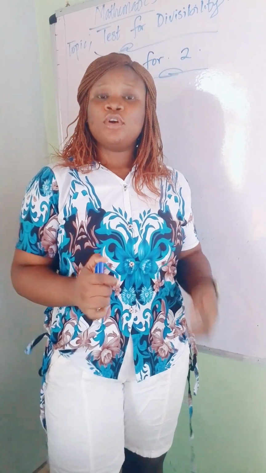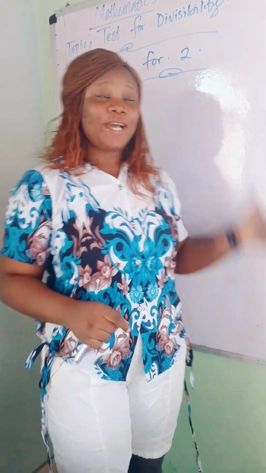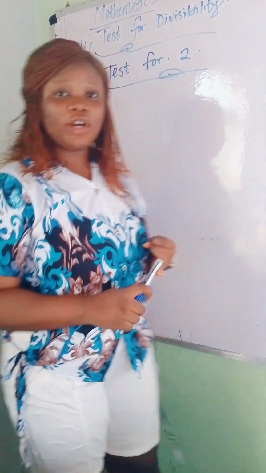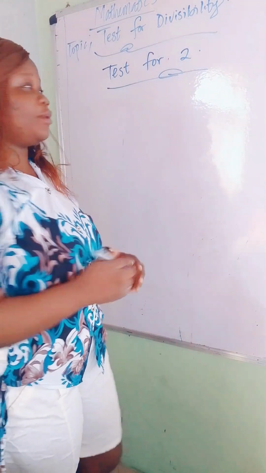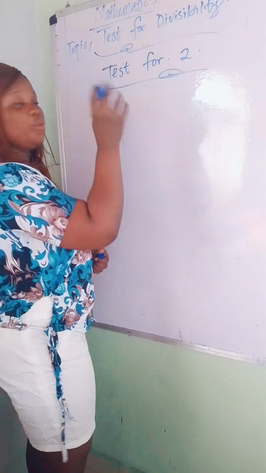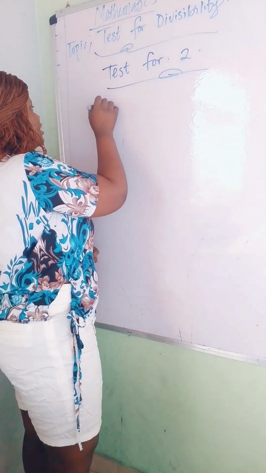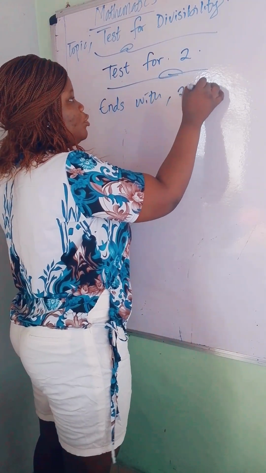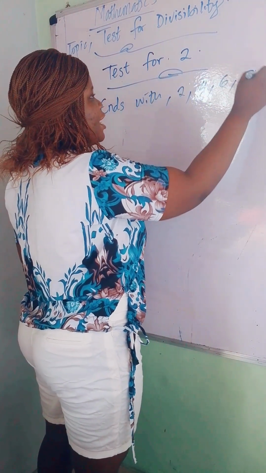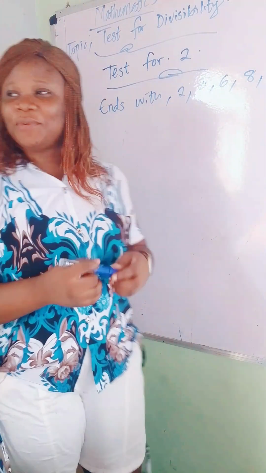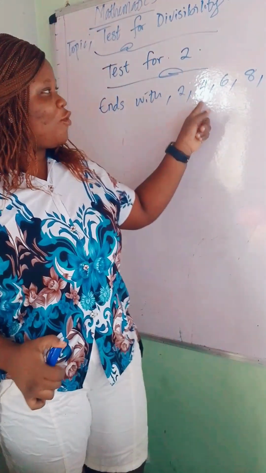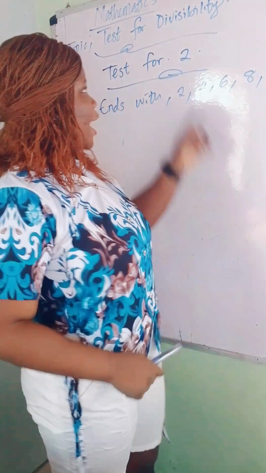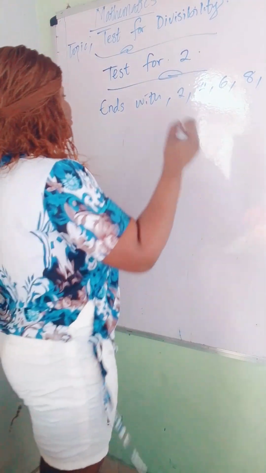Now the rule for a number to be divisible by 2: the number must end with 2, 4, 6, 8, or 0. So to test for 2, the rule is the number must end with 2, 4, 6, 8, or 0. So when you see a number that ends with 2, 4, 6, 8, 0, that number can be divisible by 2.